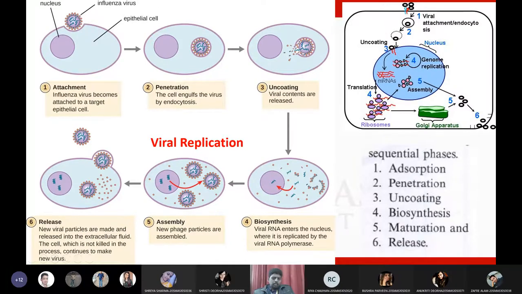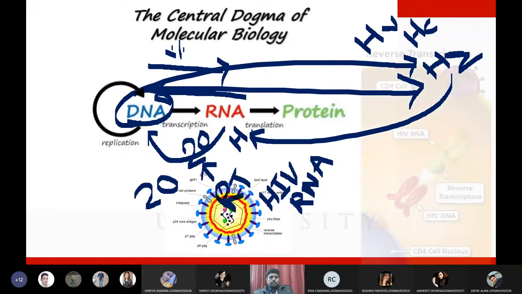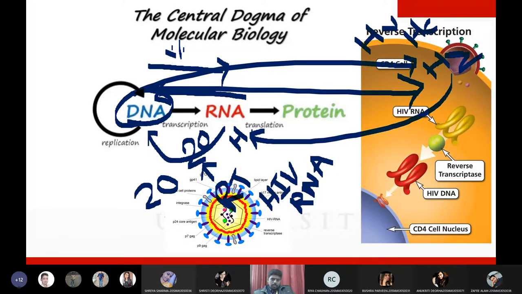The release can be of two types, budding release and lytic release. With budding release, you get enveloped viruses, whereas with lytic release, you get non-enveloped viruses. And this is all about the replication of the virus. Then we discussed the central dogma of life. This is the basic format of how living things code proteins.